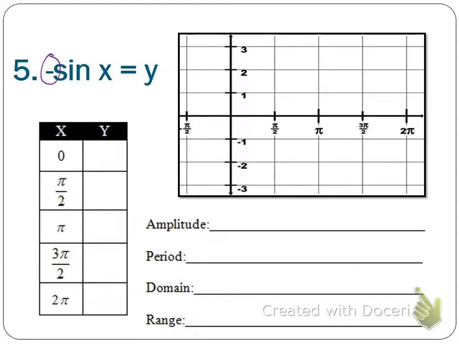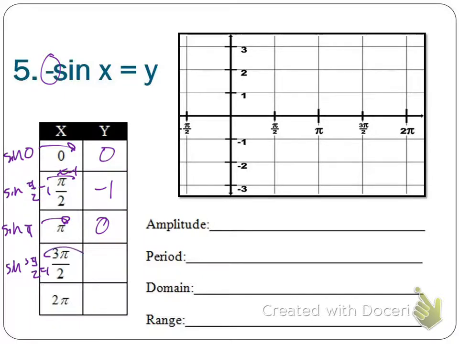It might be too much of a jump, so let's just take a look. So sine of 0 is 0. 0 times -1 is still 0. Sine of pi over 2 is 1. Multiply by -1, you get -1. Sine of pi is 0. 0 times -1 is 0. Sine of 3 pi over 2 is -1. -1 times -1 is +1. So we're kind of flipping everything over.